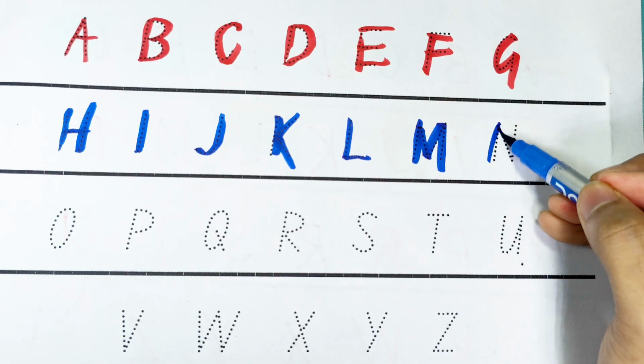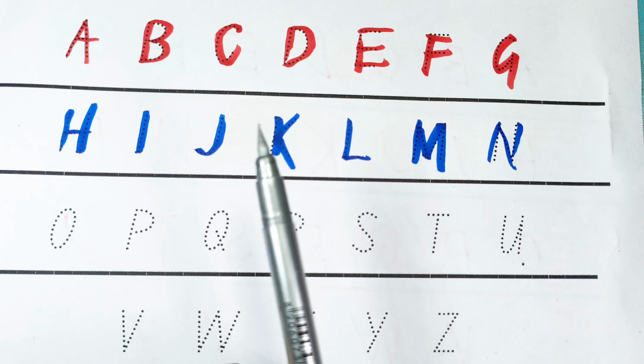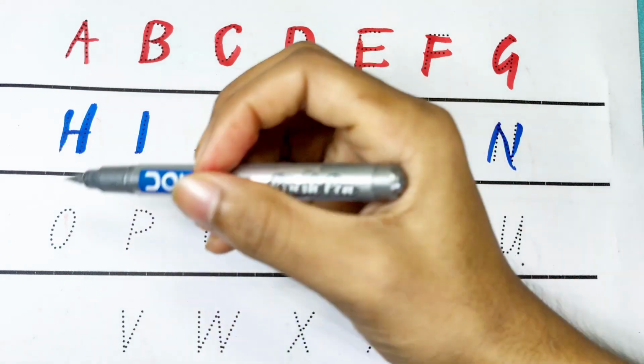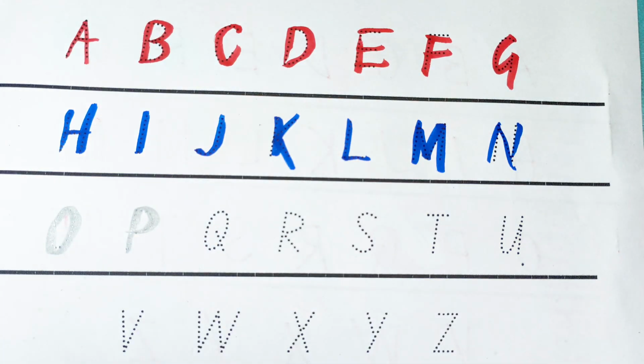M for moon. And the next one is N. N for nose. N for nest. Now we're using the color of silver. Writing the alphabet of O. O for orange. P for penguin.